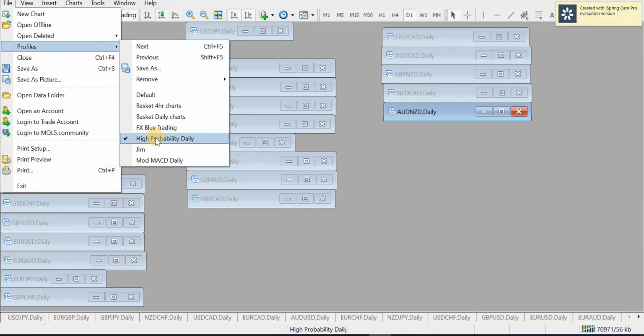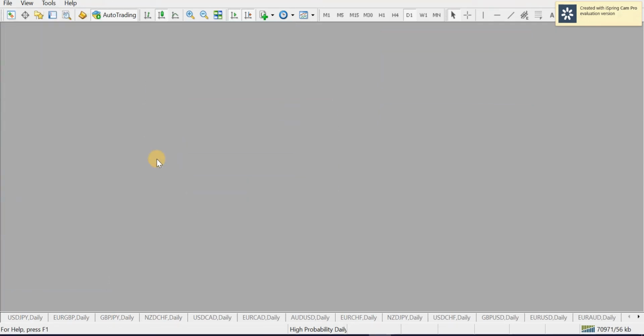So that's it for the high probability. Let's switch over to the Mod MACD charts. Change my notes over.